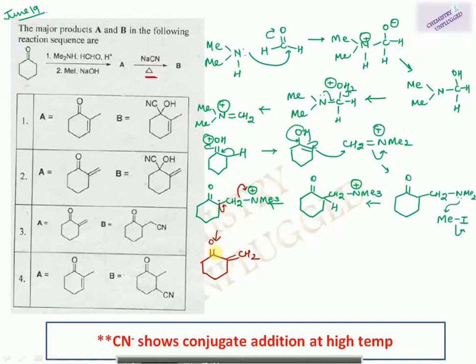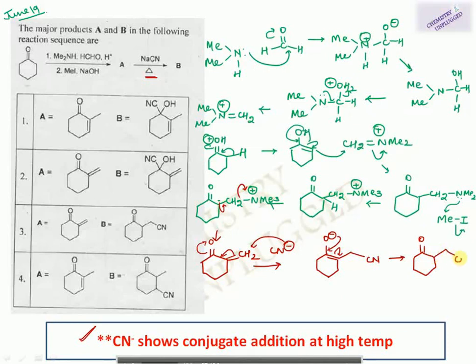So this is a very important point. In general, cyanide, CN minus, will attack the carbonyl group, but in the presence of high heat or high temperature, it shows conjugate addition. So how will it react? CN minus will show conjugate addition, meaning it will attack like this. This bond will shift here and this will shift here. Then in the next step, this charge will come back, this will shift here, and it will take a proton and form this. This is your final product.